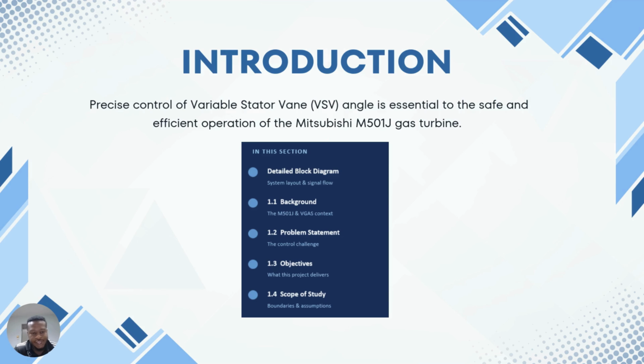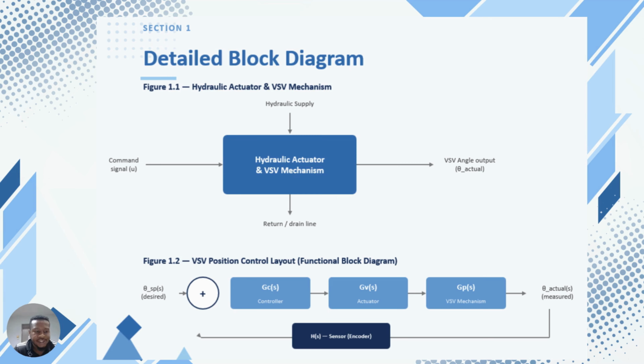This slide shows a closed loop control system of the VSV. First we can see the desired vane position that is given as our input, and the controller compares the desired position with the actual position measured by a sensor. It will calculate the error and send a signal to the hydraulic actuator, which will adjust the vane angle. This feedback process continuously repeats to ensure accurate positioning and stable turbine performance.